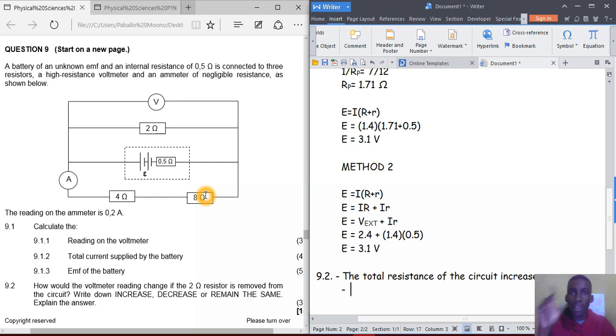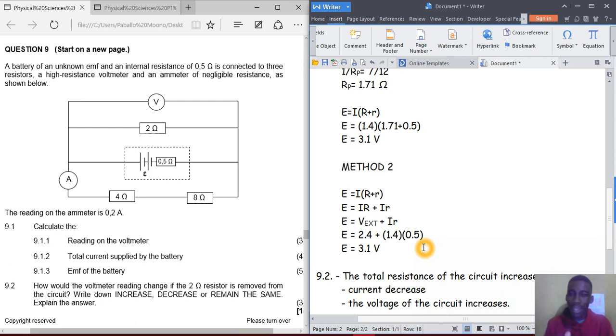Formula: current equals voltage over R. So as total resistance increases, the current decreases, according to the formula current is equal to V over R. That's your second point to grade. Then, as total resistance increases, voltage: the formula is V equals IR, so as R increases, the voltage increases. The voltage of the circuit increases. That's 3 marks.